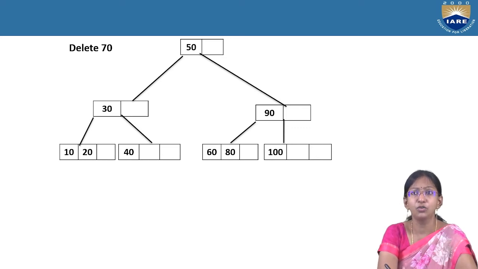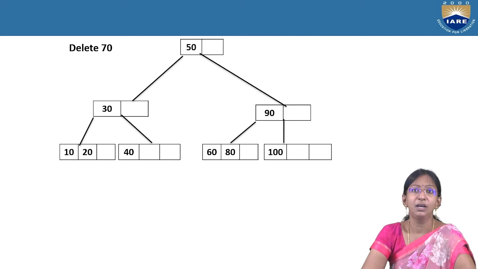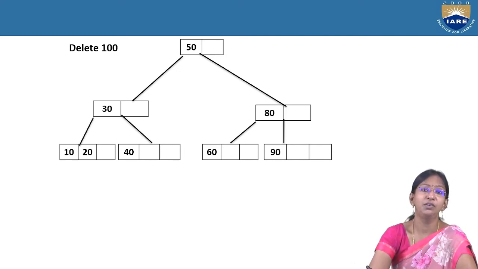That's it, right? So 60, 80 and 100, they cannot sustain. So I've merged 60 and 80 into a single node. Okay. Now have a look. What if I remove 100? Not a problem. 80 will go to the top and 90 is going to come to the bottom.